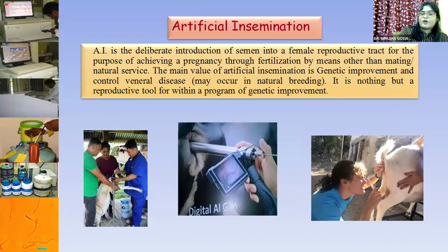It is important for controlling venereal disease that may occur in natural breeding, and it is part of genetic improvement. Here I am giving some pictures of artificial insemination in goat. Here you can see a hand method, and this picture is of a digital AI gun camera. A camera is fitted so that the AI worker can see the outside of the cervix or os through the camera. And here one female is undergoing AI with a vaginal speculum.